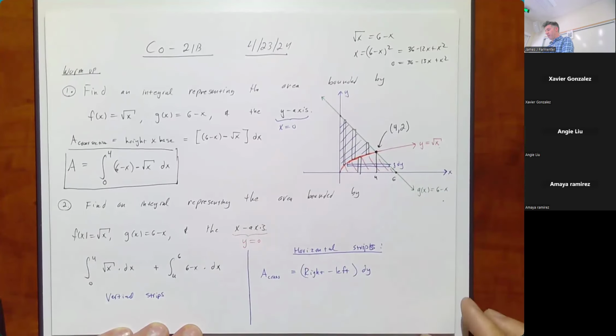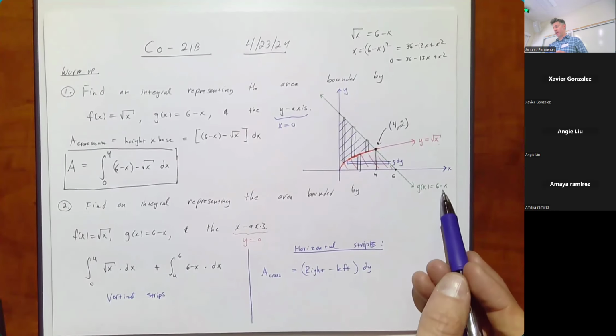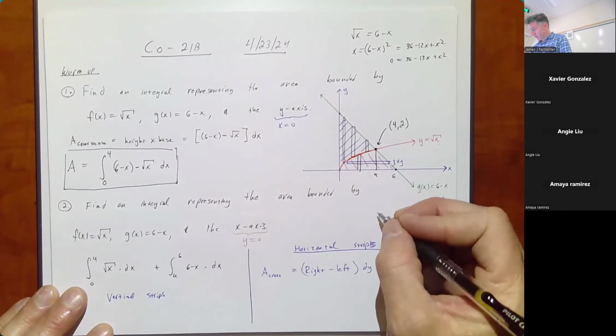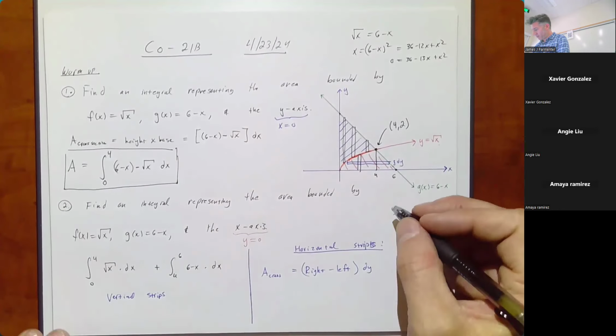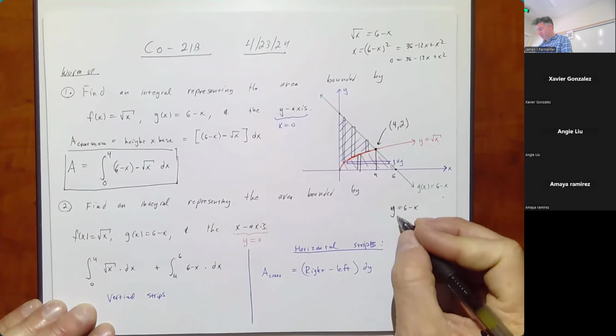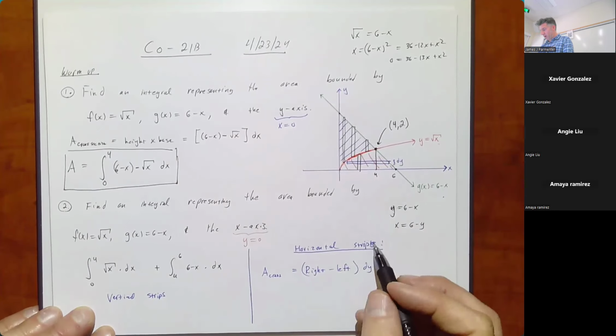And this is where we have to be extra careful. We can't just write 6 minus x minus the square root of x, dy. Your d whatever has to match the variable that we're using. So you have to change both those functions to functions of y. So g of x equal to 6 minus x. If you've got y equal to 6 minus x, if we solve for x, we're going to get x equal to 6 minus y. That's going to be our right function.